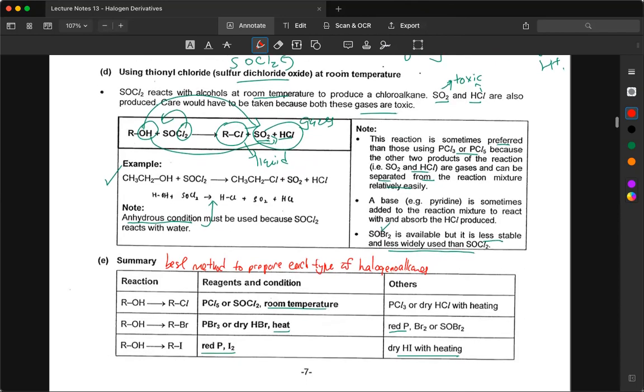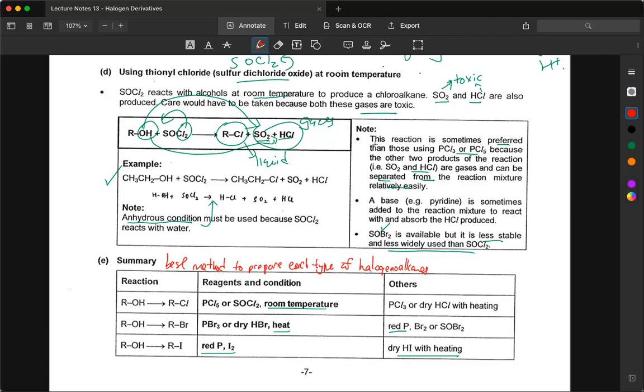So this is the example of the reaction that is occurring. The OH is substituted by the Cl, and SO2 and HCl are formed as the byproducts. An anhydrous condition must also be used here because SOCl2 can also react with water.